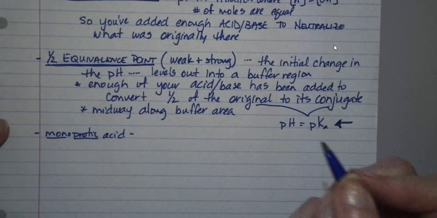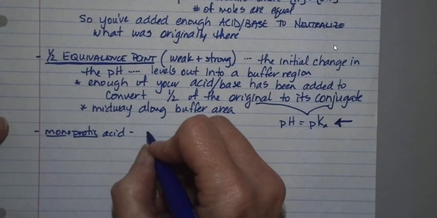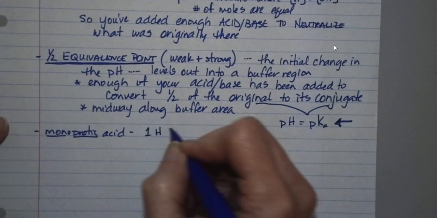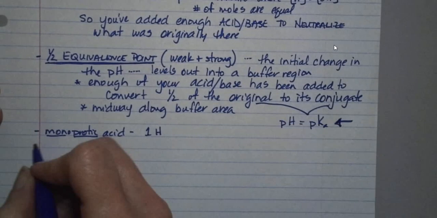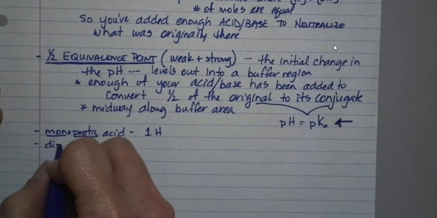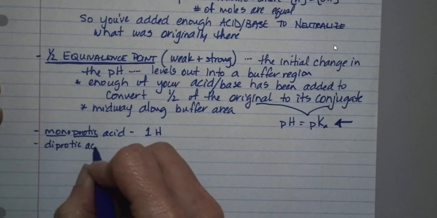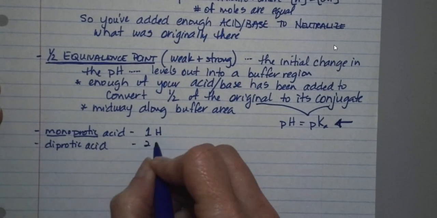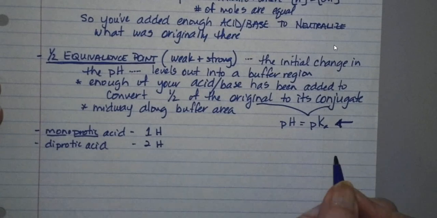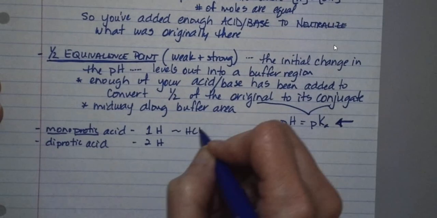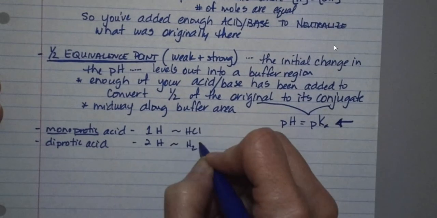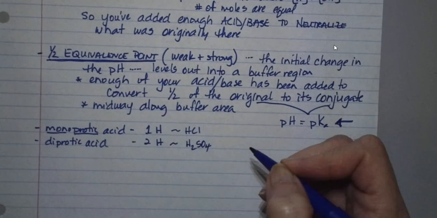Diprotic, how many? We have 2 protons or 2 hydrogens. So monoprotic would be like HCl. Diprotic would be like H2SO4. You have to be careful though. If it's got more than 1, in some cases they'll take off 1 hydrogen at a time. Yeah?